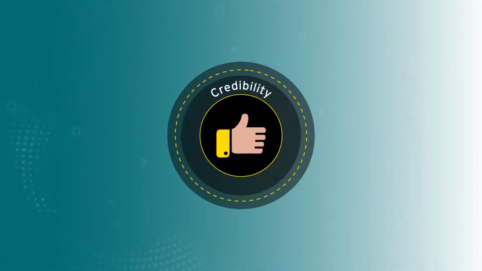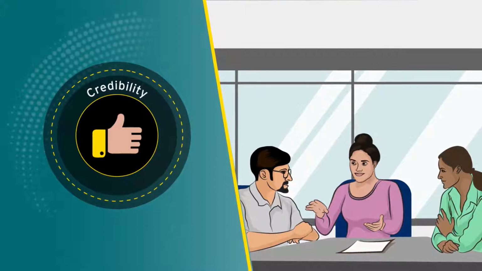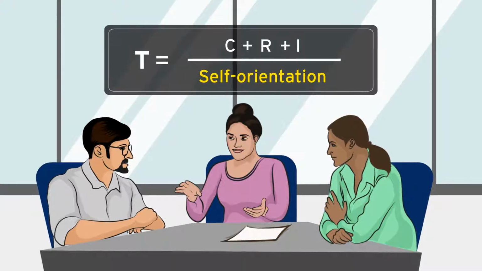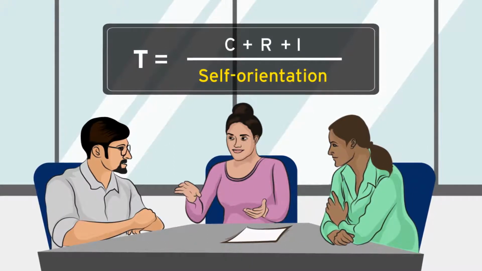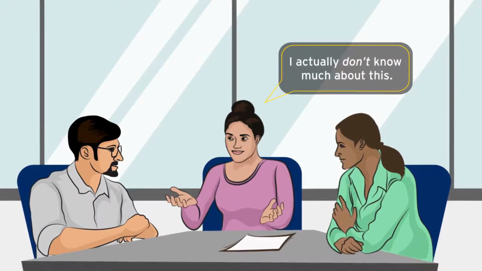Let's start with credibility. The way you demonstrate subject matter mastery, for example, is not by telling people you're an expert. If you insist on talking too much about your expertise, you will lose points in the self-orientation part of the equation, enough to more than offset your actual credibility. You're much better off doing things like telling the truth. Interestingly, being willing to admit you don't know something is one of the most credible things you can say. Who would ever doubt you on saying, I actually don't know much about this?